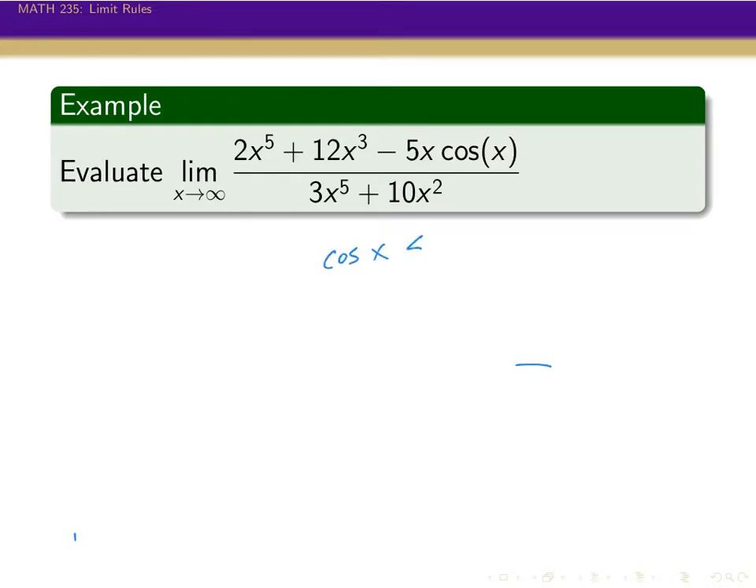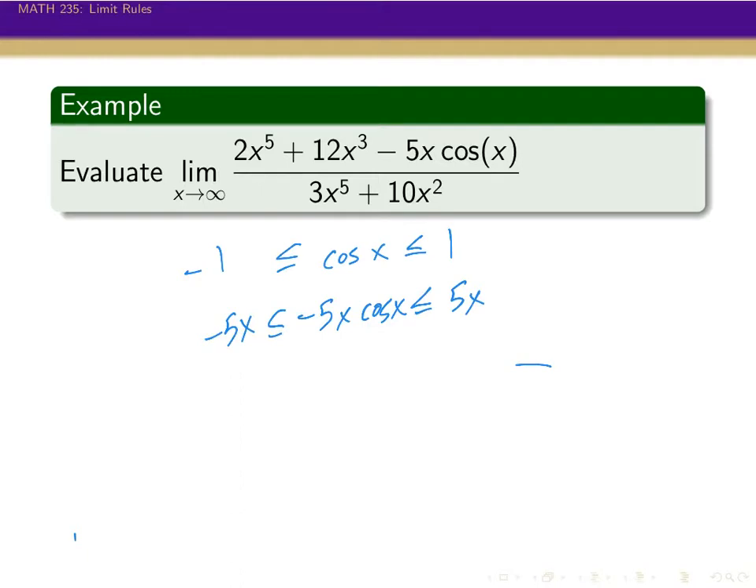cosine x. It's always no bigger than 1, no smaller than minus 1. And so that means that minus 5x cosine x, so this really is like multiplying both sides by the absolute value of 5x, is always going to be smaller than 5x and always bigger than minus 5x.